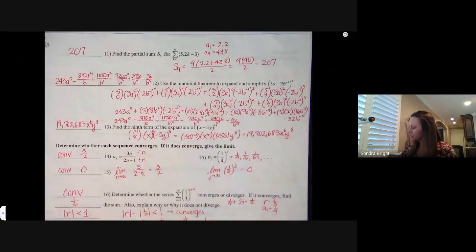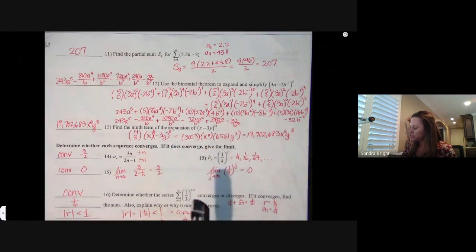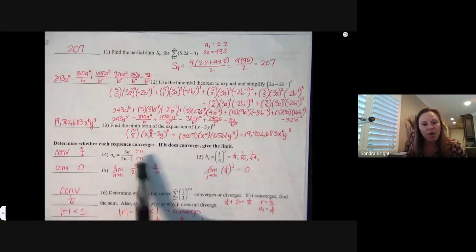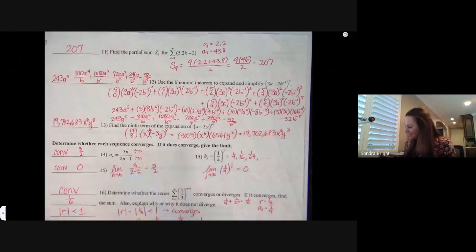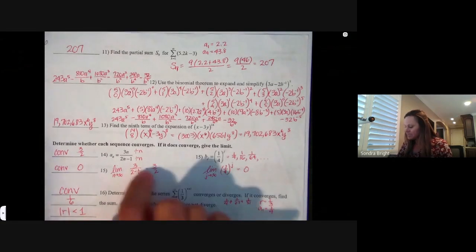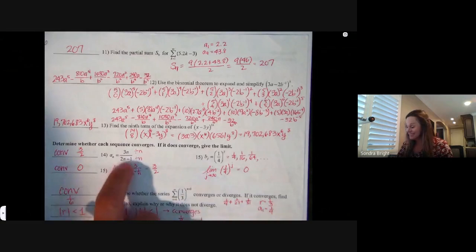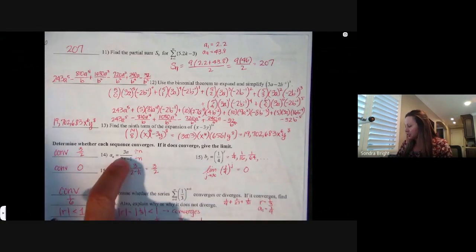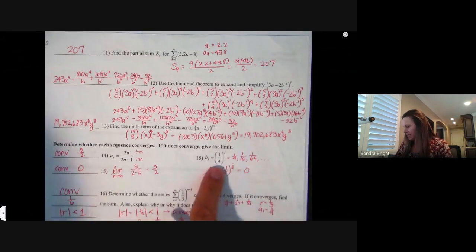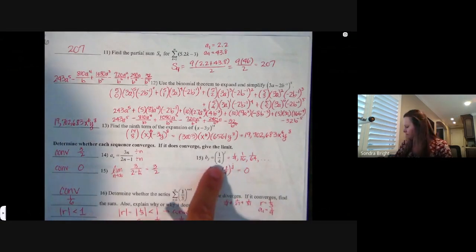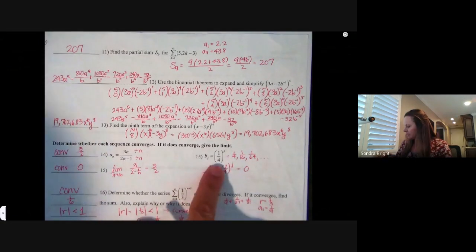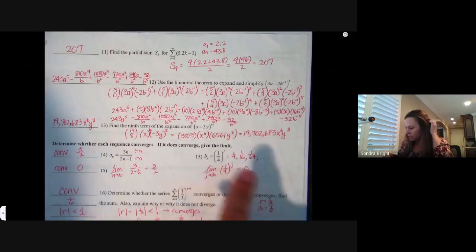Determining whether the sequence converges, and then if it does, find the limit. This one, I just divided top and bottom by n, and so I would have a 3 divided by 2 minus 1 over n. Do you remember that 1 over n as n goes to infinity is 0, so you're left with 3/2. Now, degree on top, same as the degree on the bottom, it's your leading coefficient. This one is a geometric series where your r is less than 1, and so it does converge, and it converges to 0.